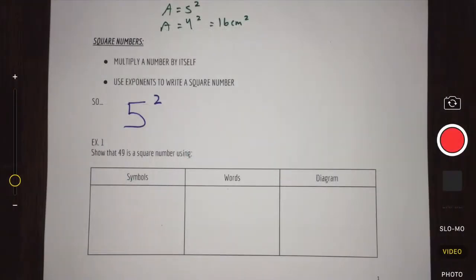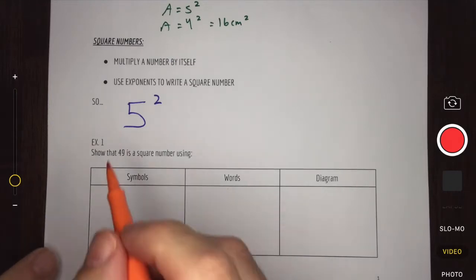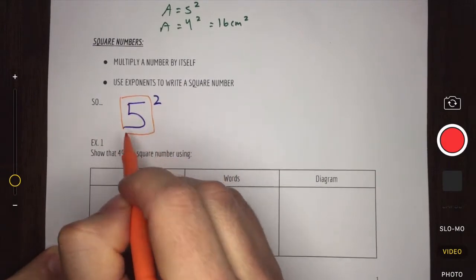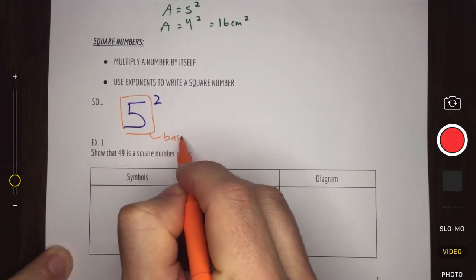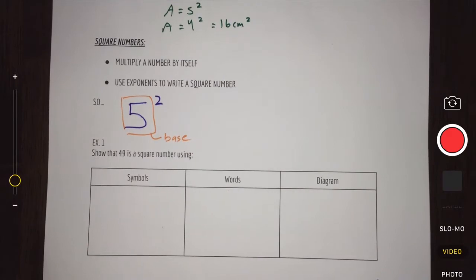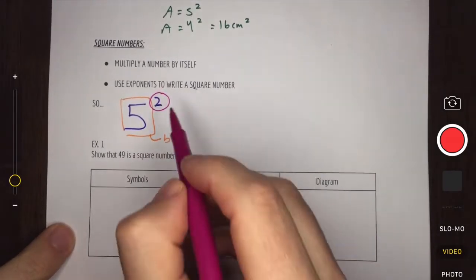When we are squaring numbers, we know that we are taking a number and multiplying it by itself. We can recall that we use exponents to write a number as a square number. So in the case here, we have our 5, which you'll remember is called our base. We have this small 2, which is the exponent.